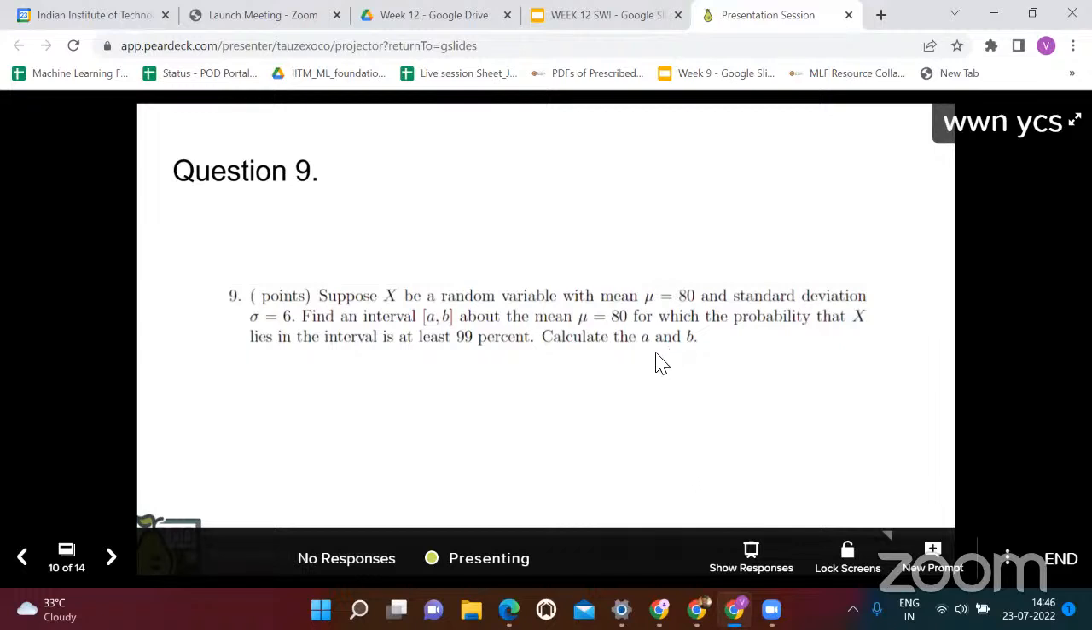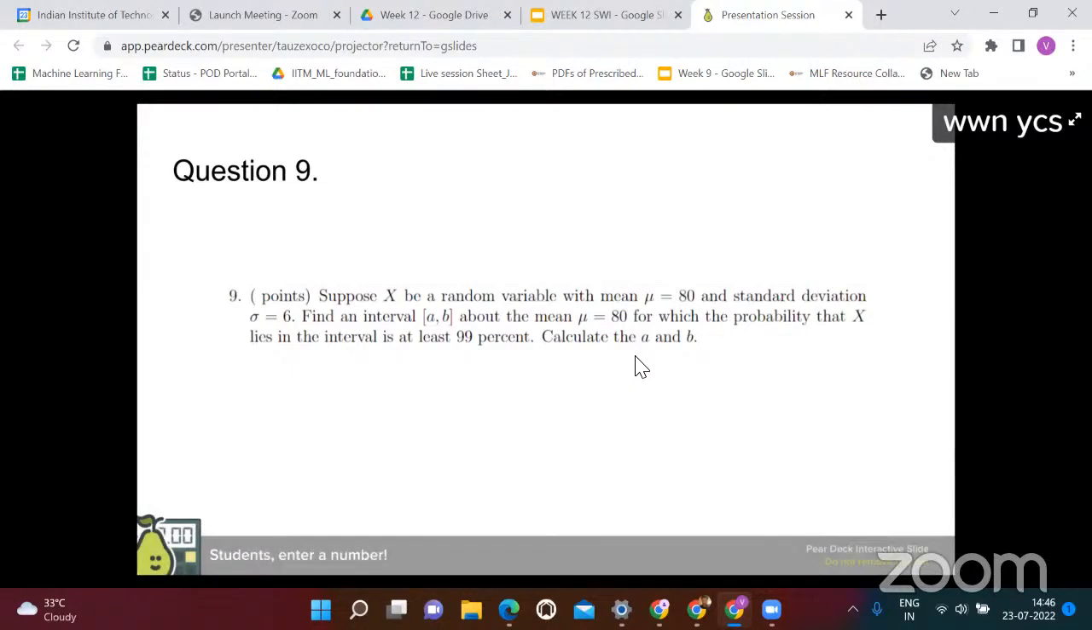First, tell me the value of k. If you are calculating, just first tell me the value of k. What's the value of k you'll get? It's been given at least 99%. So with what you'll compare the 99%? Then you'll get the value of k. Even without calculating, if somebody is guessing, you can guess the correct answer, I guess, from the question itself.